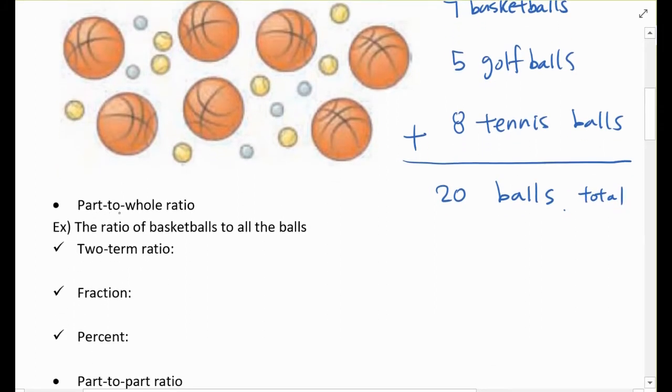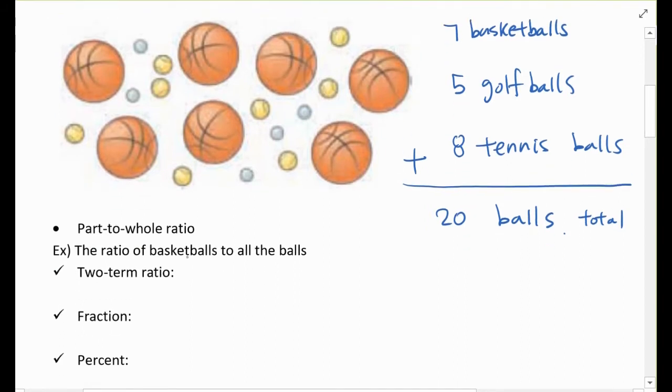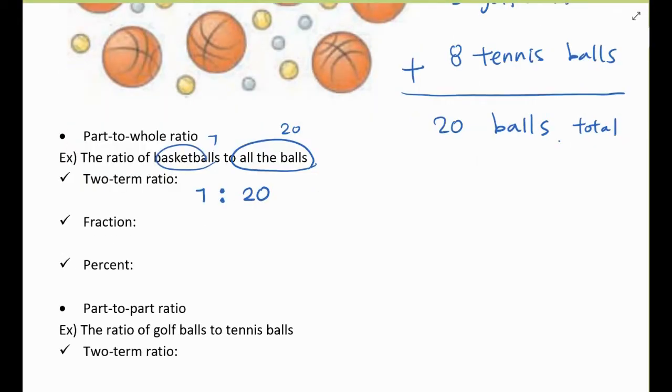Alright, then part to whole ratio. We're going to find the ratio of basketballs to all the balls, and we're going to represent that using a 2-term ratio. How many basketballs do we have? We have 7 basketballs and the total number of balls, 20. So let's write it down. The 2-term ratio will be 7 to 20. This is how you represent this using the 2-term ratio.